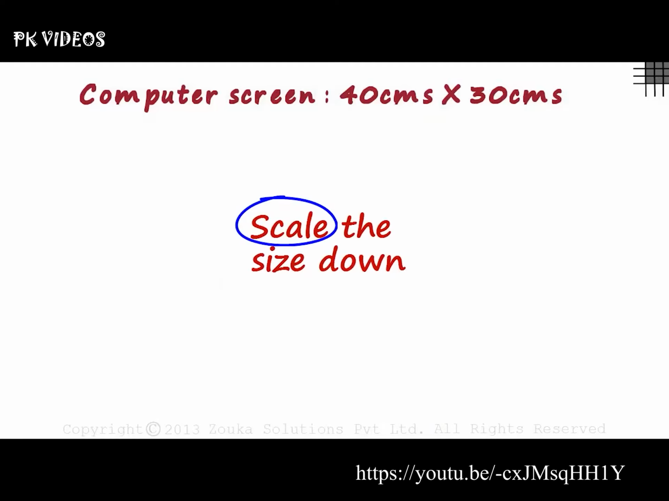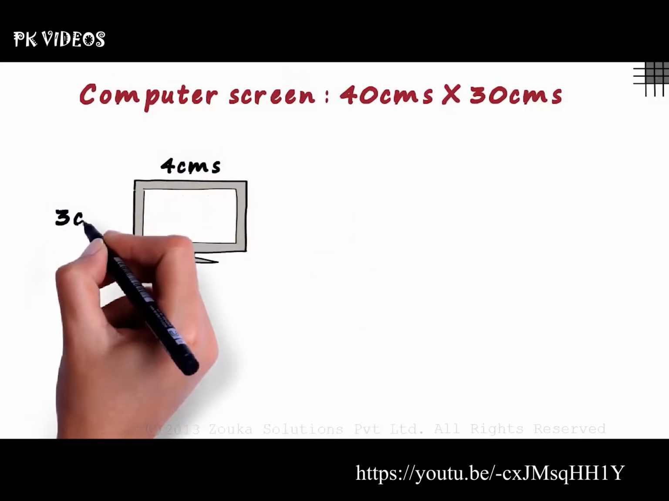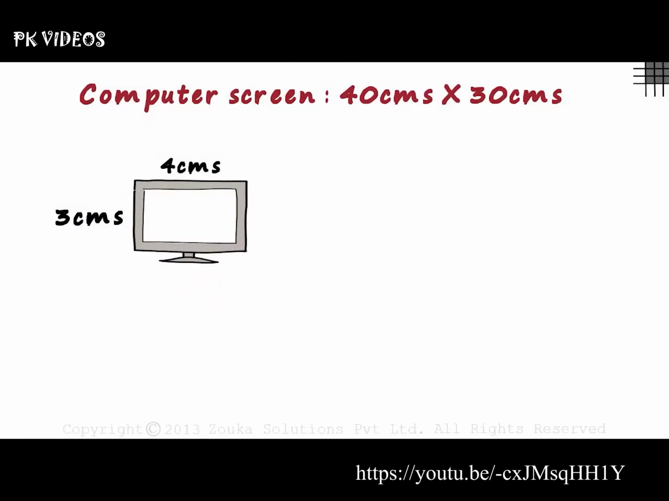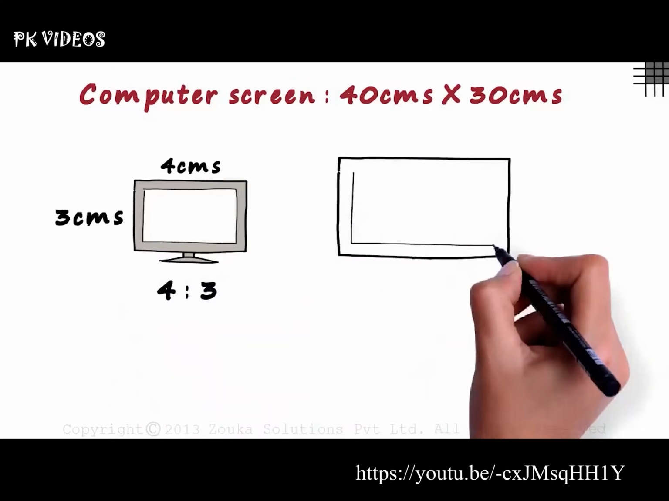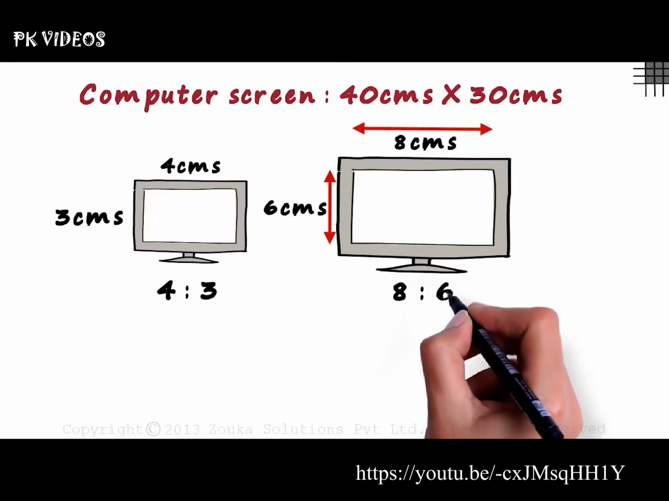This term is very important. You scale the size down. It means you draw a smaller figure which is similar to the earlier one. You may draw a small screen like this, with length 4 centimeters and width 3 centimeters. This will fit into your notebook. Here, the ratio of the length to the breadth is 4:3. If you had a bigger book, you would have maybe scaled it down to 8 centimeters by 6 centimeters. In this case, the ratio of the length to the breadth would be 8:6.